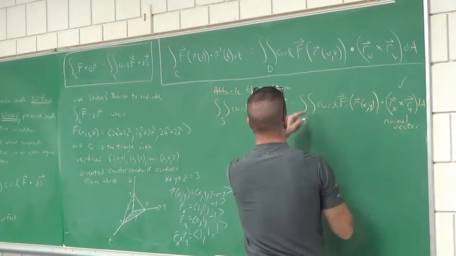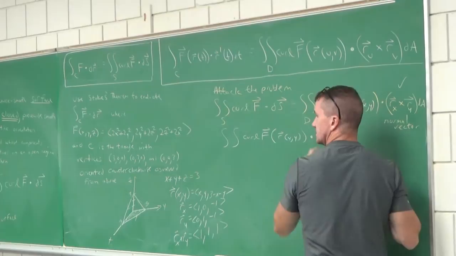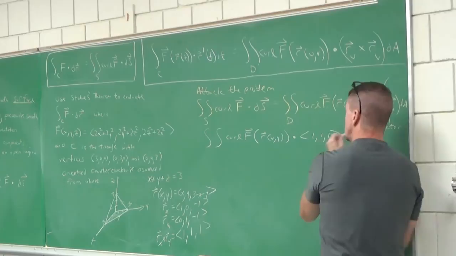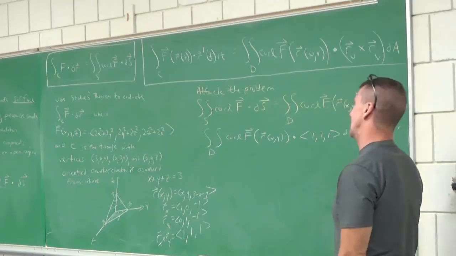Okay, so I'm going to set this up. I'm going to get the curl of F of R of X, Y, and do the dot product with this nice little normal vector. And we'll project it right over that yellow region. But now what do we got to do? We got to find the curl. So do you remember how to get the curl? So now I got to find the curl. So like, okay, what's the curl going to be?